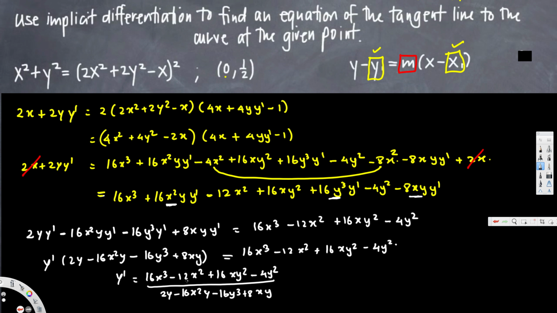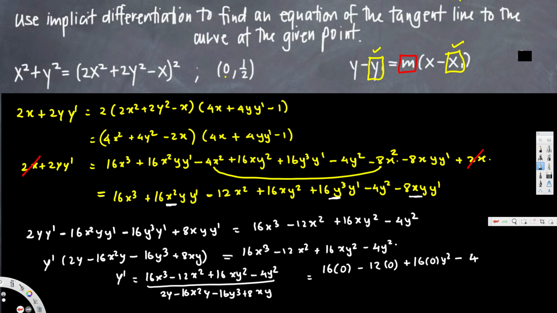That's going to be 2y minus 16x squared y minus 16y cubed plus 8xy. Now we are going to plug the given x, y values instead of this x, y. If you do that, the first term is going to be just 16 times 0 because x is 0, and then here we are going to have again 12 times 0 squared, just write it as 0 because the square doesn't change anything, and then here also 16 times 0 times y squared, and then we have 4y squared. I keep y as it is because when we multiply by 0 we don't have to plug in the values, because it's going to be 0 anyway.